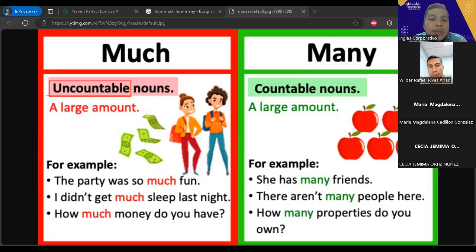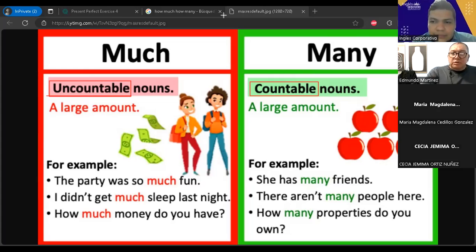So, and then we have the next one right here, which is how many. Can you give an example of countable nouns? Tortillas. Orange. Which will be uncountable? Tortillas, pupusas. Oh, pupusas. Yes, you are right. So it goes this one. Okay, excellent. And how do you say, for example, cuántas pupusas tú comes? How do you say that question? How many pupusas do you eat?